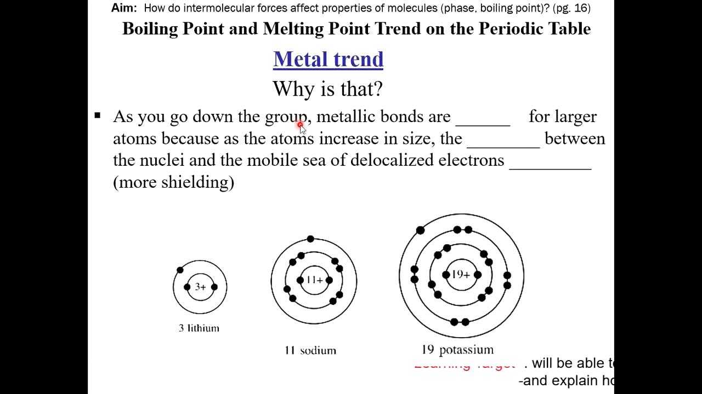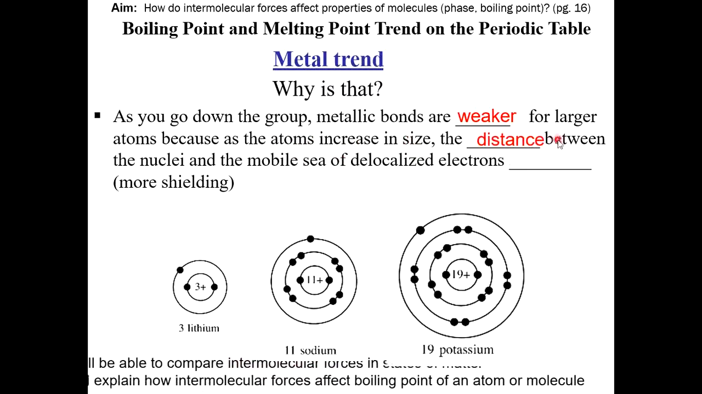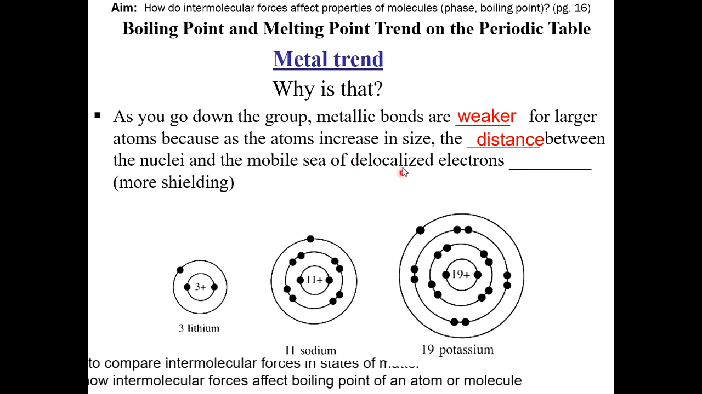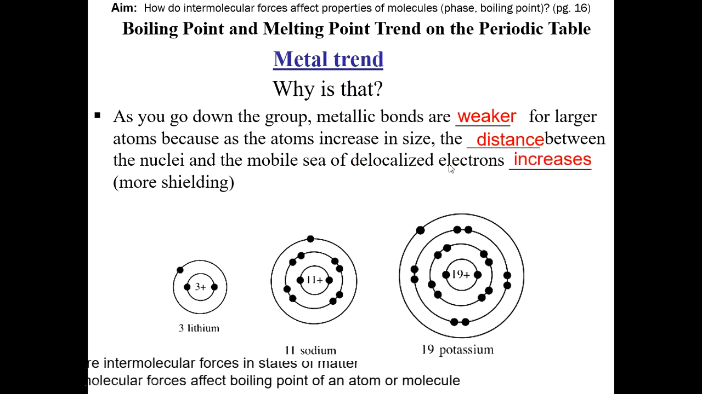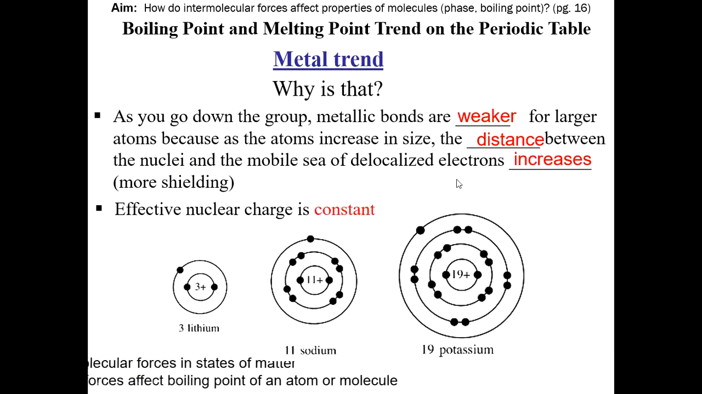As you go down the group, metallic bonds are weaker for larger atoms, because as atoms increase in size, the distance between the nuclei and the mobile sea of delocalized electrons increases. Effective nuclear charge is constant.